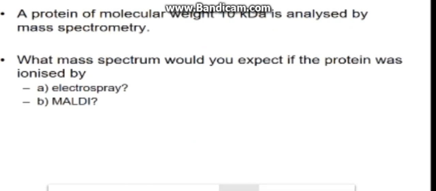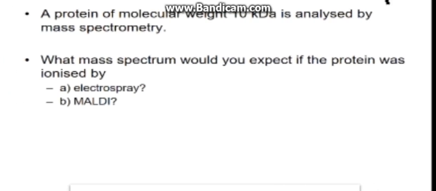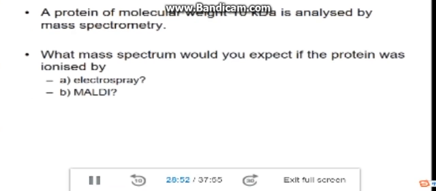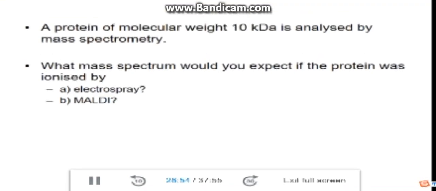Anybody got an answer? No? Right, I'll tell you. We'll start with MALDI, because that's the most straightforward, even though it's letter B. So this is the mass spectrum. We've got mass to charge, and we've got relative abundance.